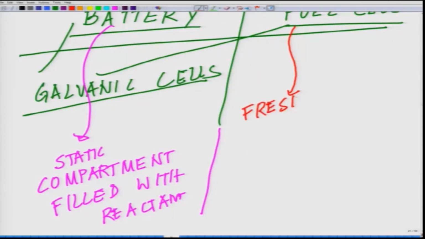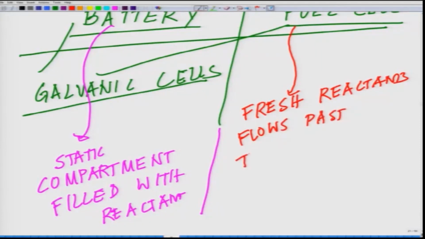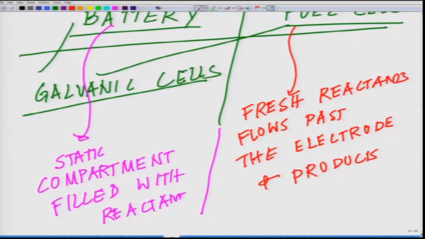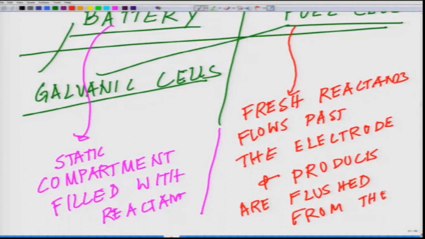So, you are continuously supplying fresh reactants flowing past the electrode, and products are continuously flushed from the cell. So, keep this in mind, these are two very important applications.